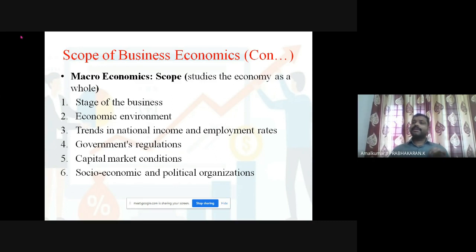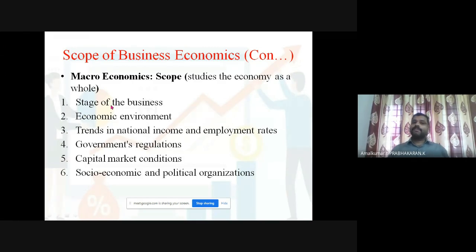We want to identify the stage of the particular business. Stage means from which stage the business is going on. It is in the recession stage or a boom stage or a decay stage or an expansion stage. We want to identify the stage, or the business cycle. It is called the business cycle. We want to know the business cycle. We need the macroeconomic theories.